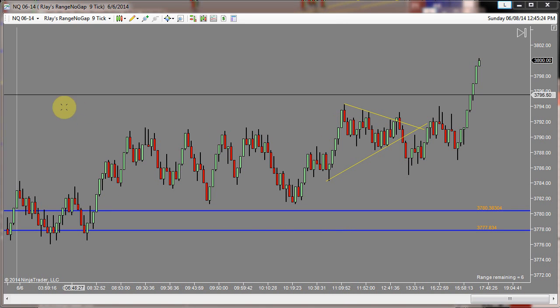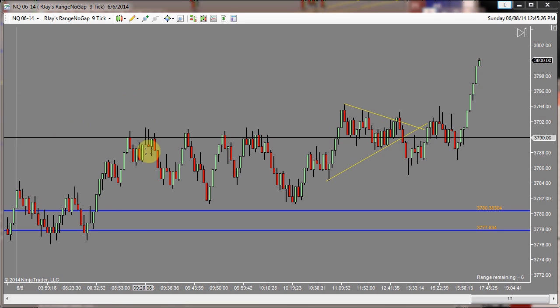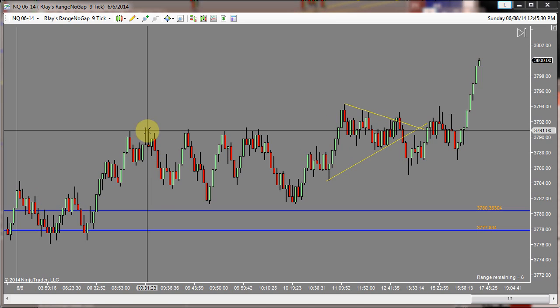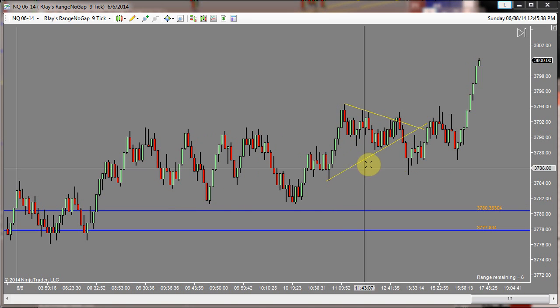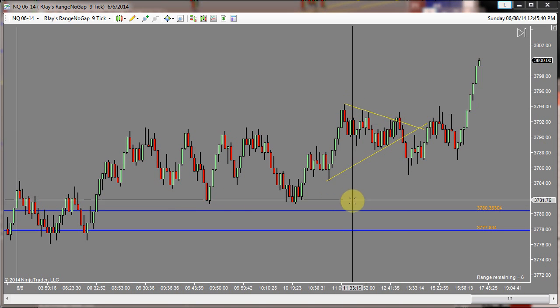So what we saw on Friday was consolidation taking place between that high of 37.91 and down to this low of 37.81.25, and as the day progressed towards the early afternoon, we saw a symmetrical triangle that was being created.